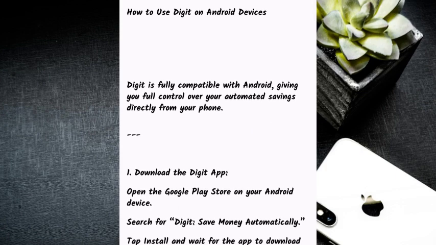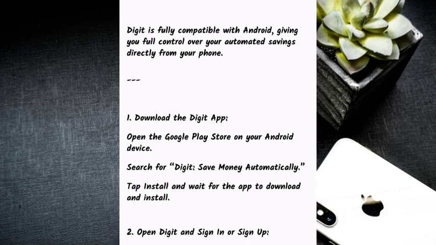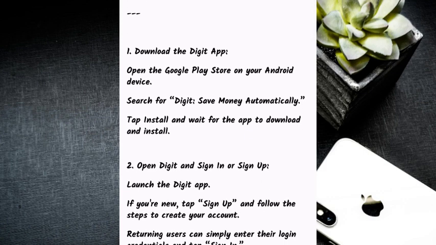So first, download the Digit app. Open the Google Play Store on your Android device. Search for Digit Save Money Automatically. Tap Install and wait for the app to download and install. Once it's done, open Digit and sign in or sign up.